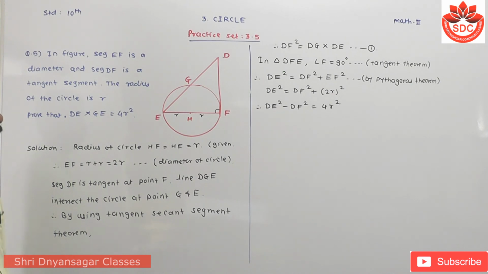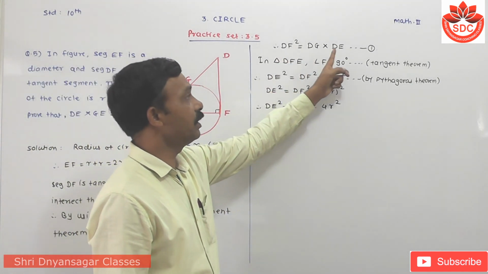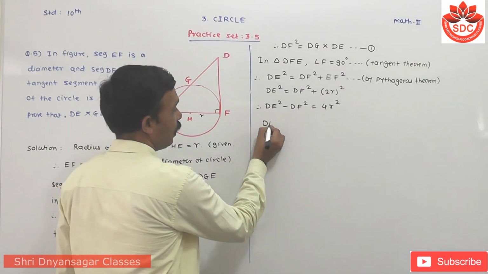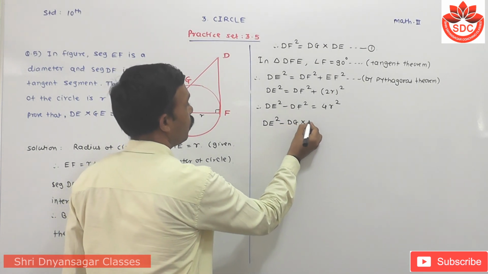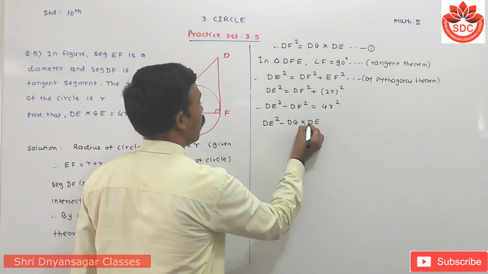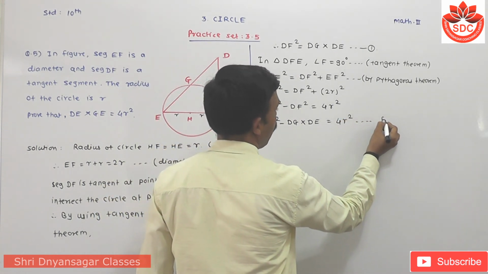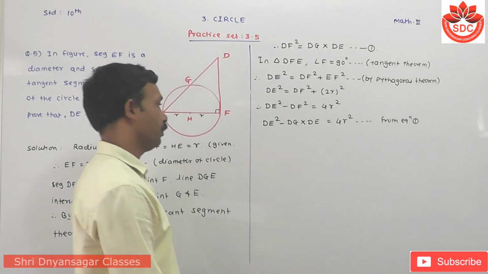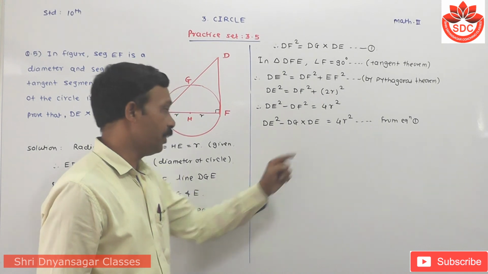Can you understand this? Then I have to substitute the value of DF square also, DG into DE, from equation first. DE square minus DG into DE is equal to 4R square. Reason is that from equation first. When we observe carefully, DE we take common here.